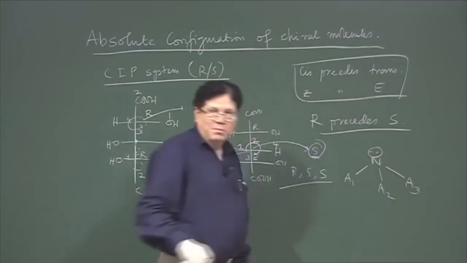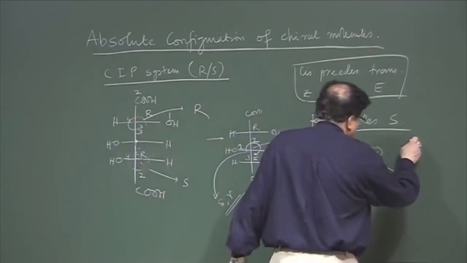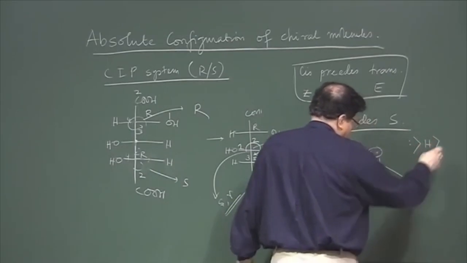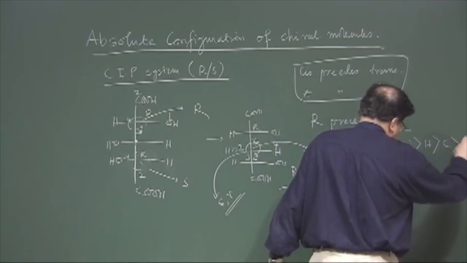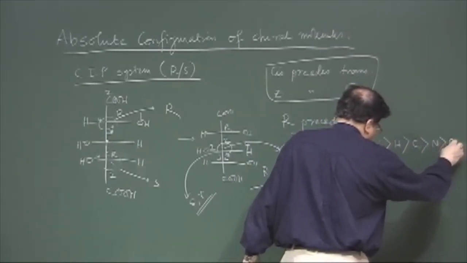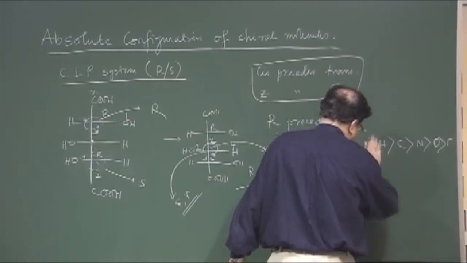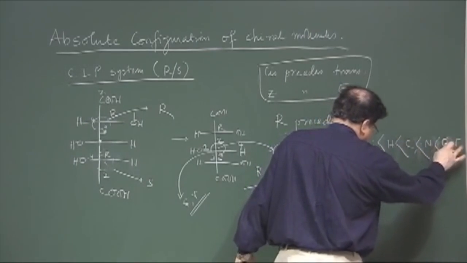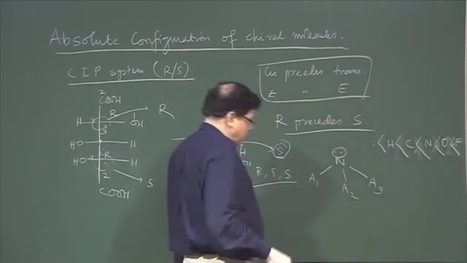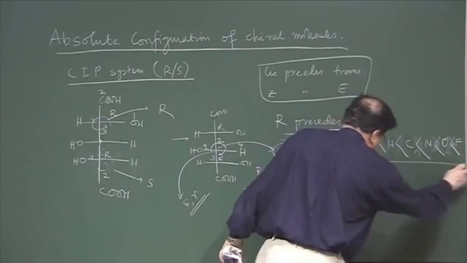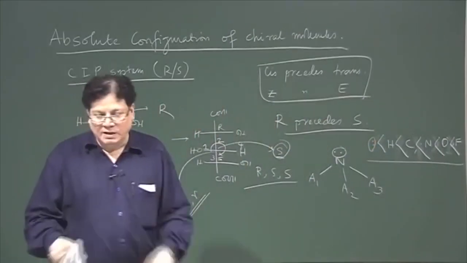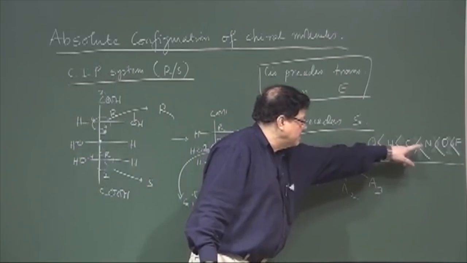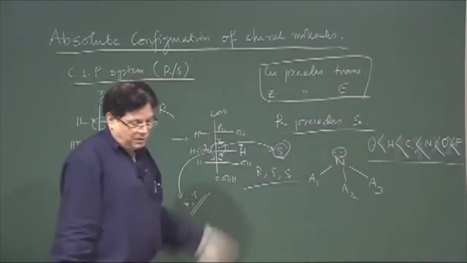Because the lone pair has no atomic number, it is only electrons, the lone pair is the least priority group, followed by hydrogen, then carbon, then nitrogen, then oxygen, then fluorine. So, always if there is a lone pair, you have to take the lone pair into account as the fourth group, and that is the group of least priority because it has no atomic number. Okay. So, lone pair is less than H, less than carbon, less than nitrogen, less than oxygen, less than fluorine. Okay. Thank you.